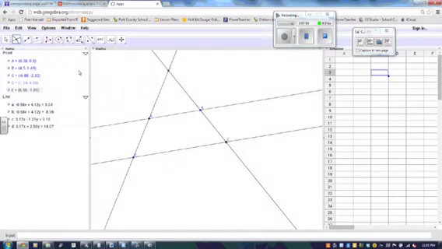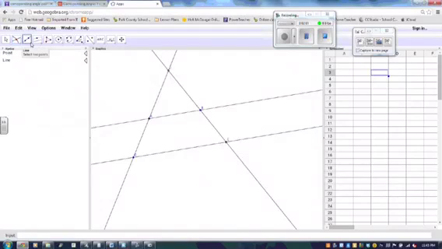So now what I want to do is prove to you that these triangles are similar, because that's what we've been working with. So in order to do that, I'm going to use my segment tool, and I'm going to measure how far it is from D to A. And I want to compare that to D to C, because they're going to be corresponding sides in the large triangle and the small triangle.